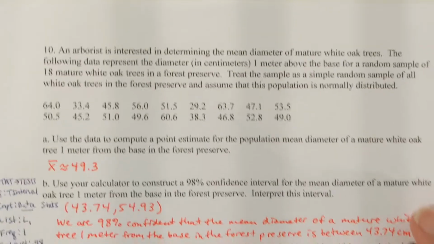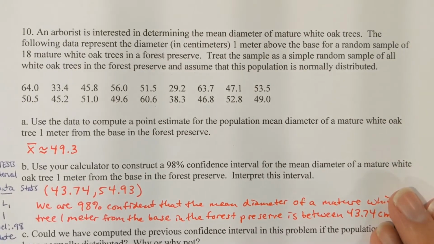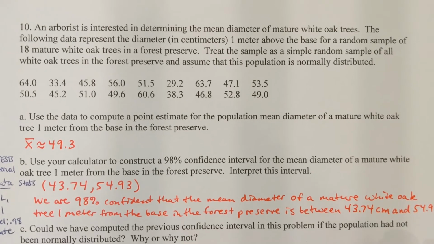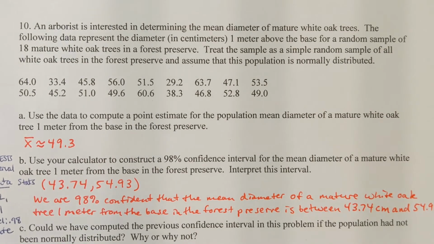Okay, let's take a look at problem 10. Next, this is the last problem here. It says that an arborist is interested in determining the mean diameter of mature white oak trees, and the following data represent the diameter in centimeters, 1 meter above the base for a random sample of 18 mature white oak trees in the forest preserve. Treat the sample as a simple random sample of all the white oak trees in the forest preserve and assume that the population is normally distributed.